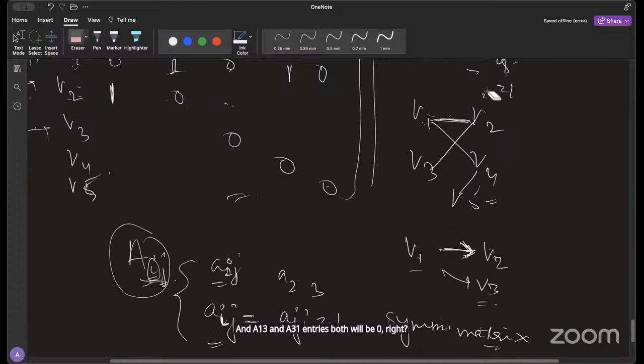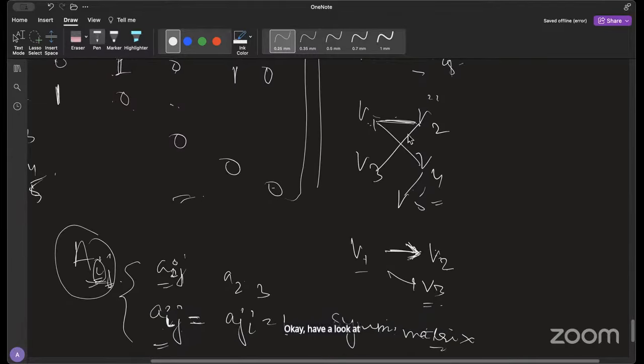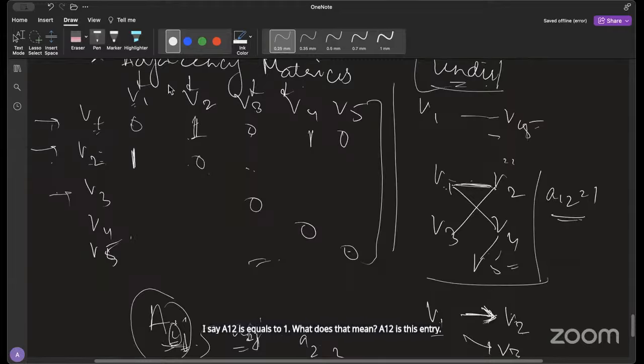And the last concept, can you repeat that Aij equal to Aji is equal to 1 and 0? Okay, have a look at this graph. When you have this graph, I say A12 is equal to 1. What does that mean? A12 is this entry. This is A1 and this is 2. So this entry is 1. What does this mean?